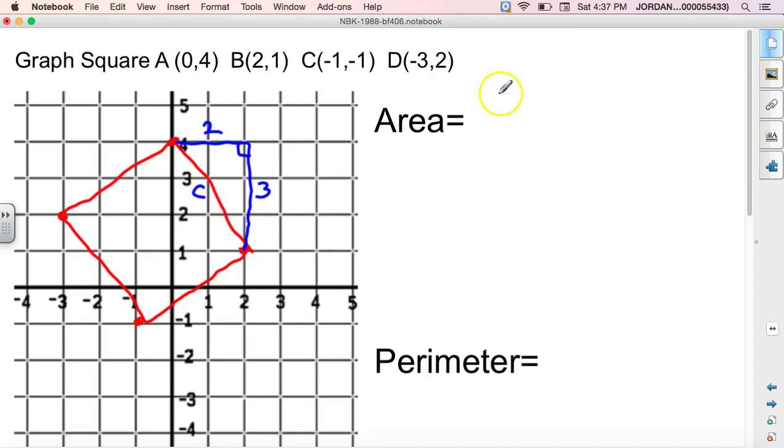So in the Pythagorean theorem formula, we've got a squared plus b squared equals c squared. We're trying to find c. So we're going to plug in 2 and 3 for a and b. So we get 2 squared plus 3 squared equals c squared.